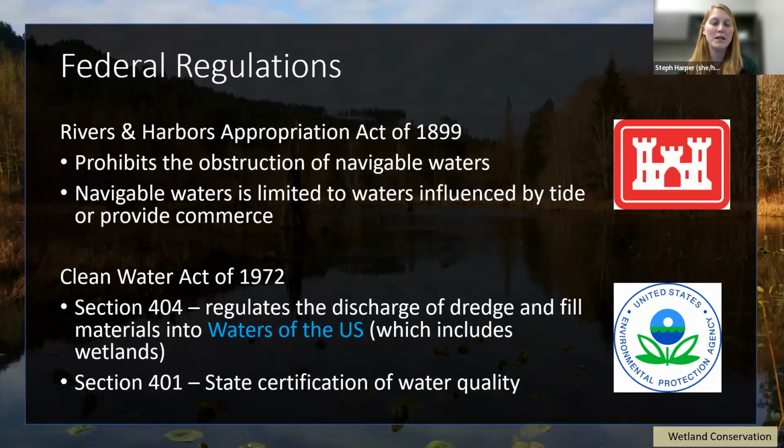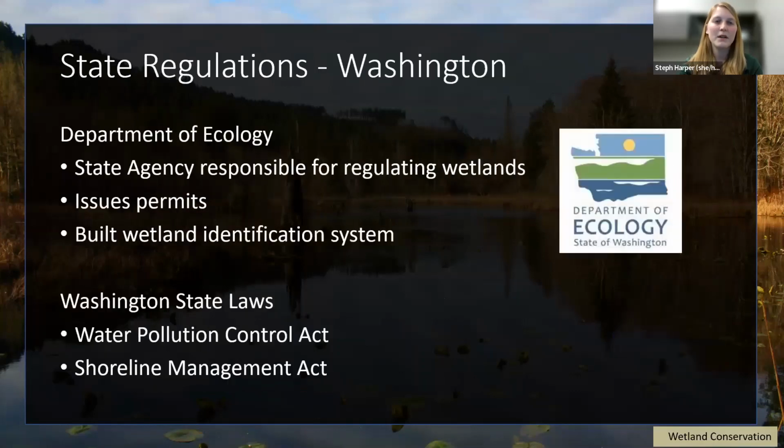And then Section 401, this is the state certification of water quality. And it was basically the federal government trying to get states to also pass more regulation to protect these wetlands. State regulations here in the state of Washington, Department of Ecology is the agency that's responsible for regulating wetlands. They issue permits and they actually put together a wetland identification system. Basically it ranks a wetland to determine the function of that wetland or the value of that wetland. And that really is important for that permitting process.